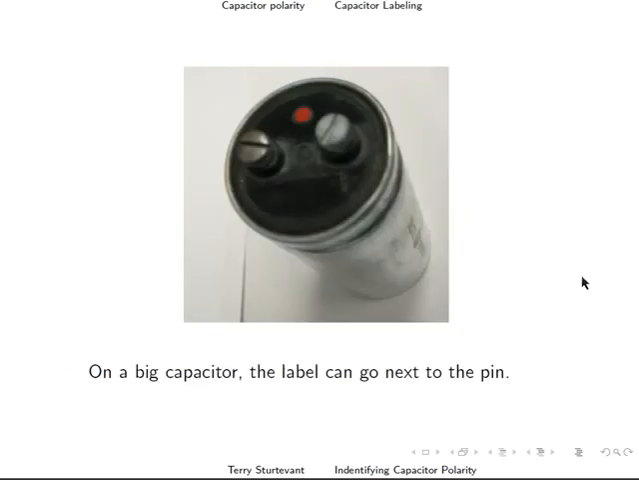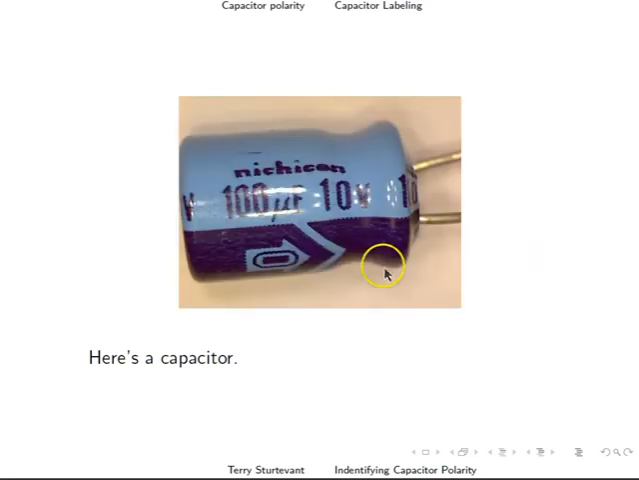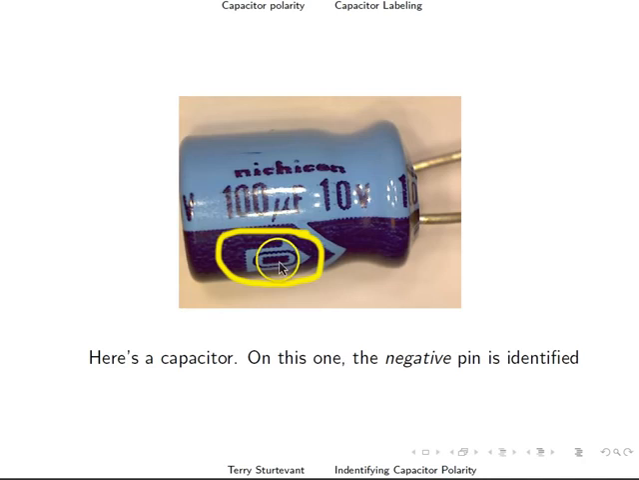So, capacitors are labeled in different ways. On a big capacitor, the label can go next to the pin. Here you see the plus sign next to the positive pin. Here's another capacitor. Notice there's a positive sign here, so that means that the pin that's closest, which is this one, is the positive pin. Here's another capacitor, and we see a negative sign, so that means the closest pin to it, this one, is the negative pin.